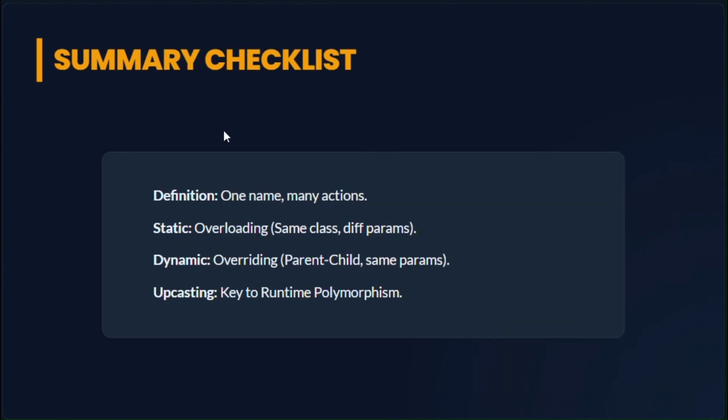To recap, polymorphism means one name, many forms. Overriding is dynamic. Upcasting allows a parent reference to trigger child behavior. If you master these, you are well on your way to becoming a professional Java developer.